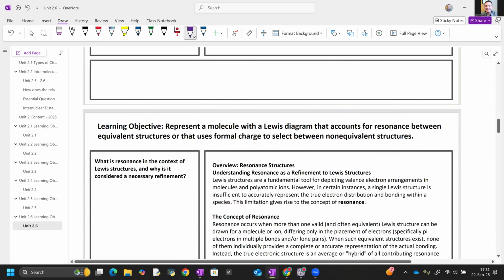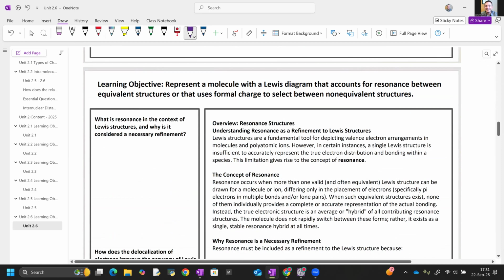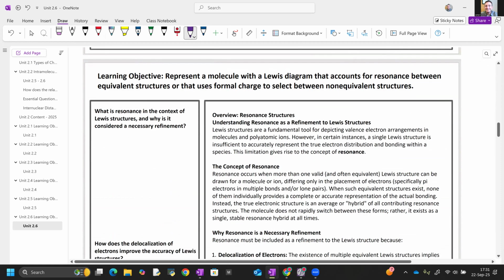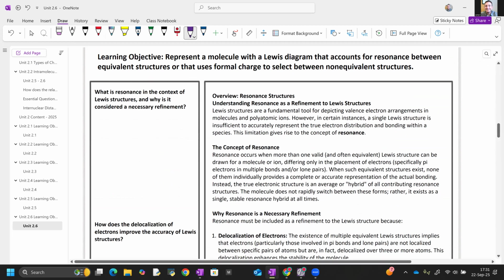All right, then we get into resonance. And resonance is looking at equivalent structures. And so what is resonance in the context of Lewis structures, and why is it considered a refinement? I'll let you read through that and answer your question there.